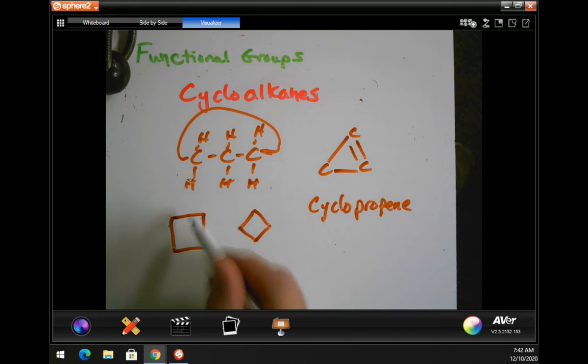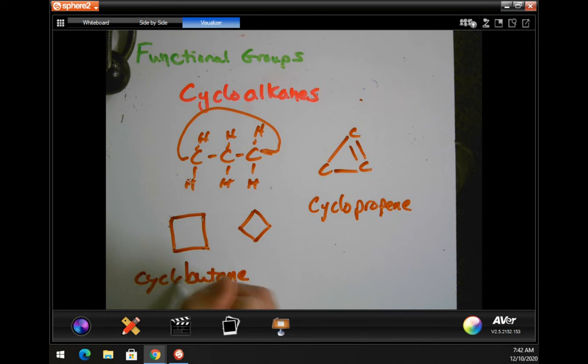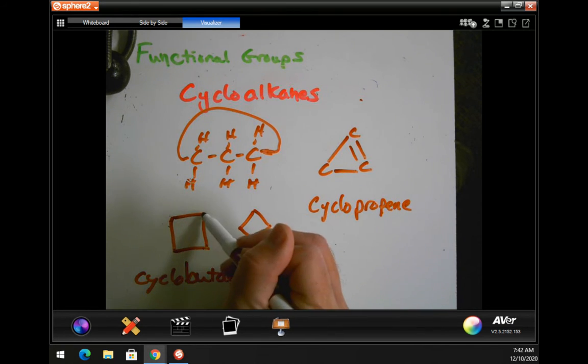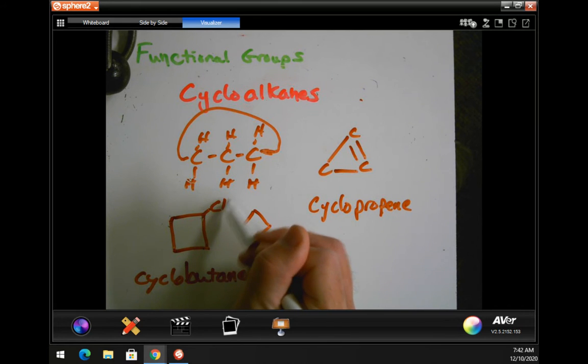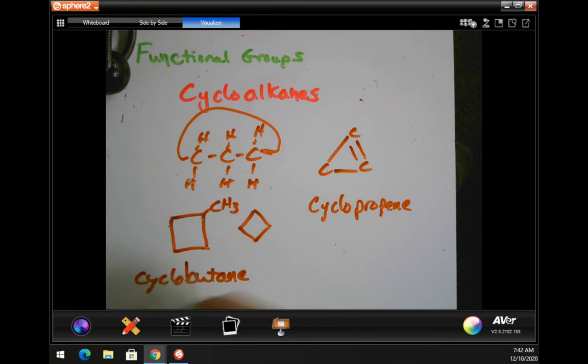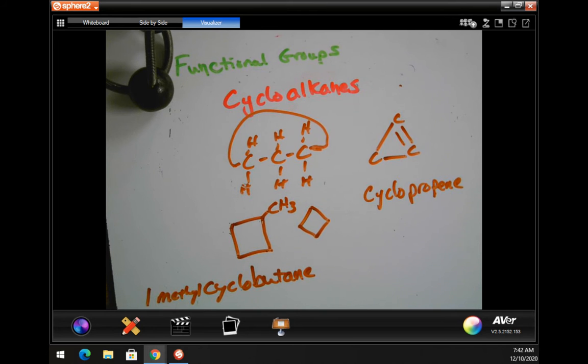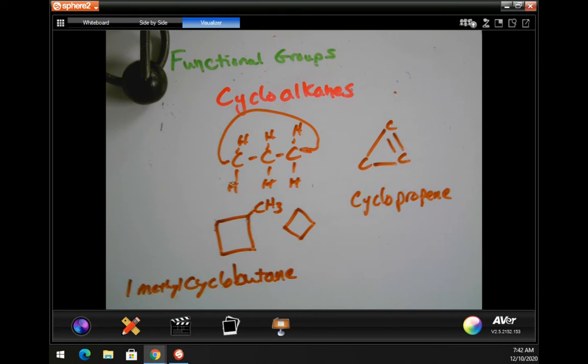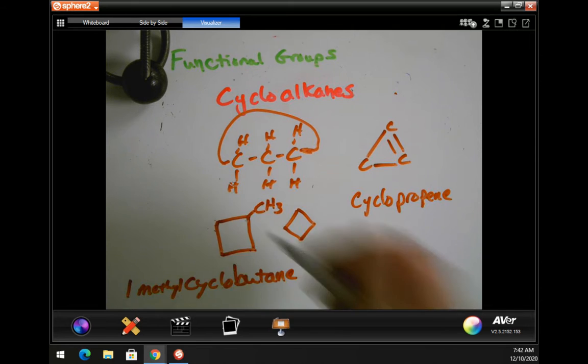How many carbons do I have? 4. What's 4? Bute. So it's butane because they're all single. So it's cyclobutane. Is it that hard? Is that big a deal? So then you can also add stuff to it. Like if you put a CH3 out here or something. So this would be 1-methyl cyclobutane. And you can add the halogens to it.